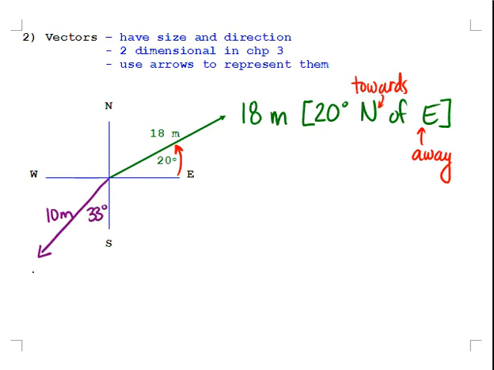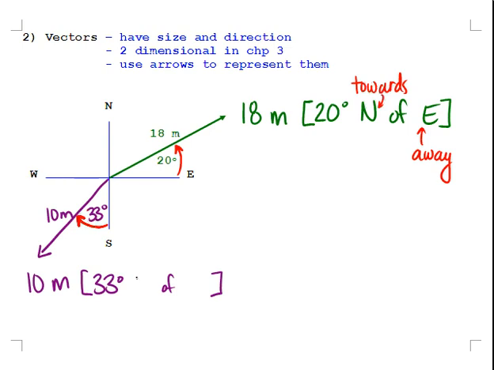So this vector has a size of 10 meters, but the direction piece is important. This is 33 degrees, something of something. We need to figure out how to fill in those blanks. And in this case, imagine inflating the 33. Make it 43, make it 53, make it 63. Which direction would we be pushing that purple line? Well, we'd be pushing it that way. We'd be pushing it towards the west.